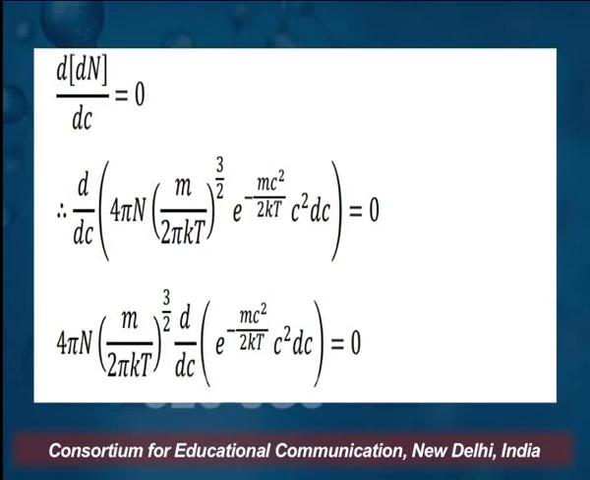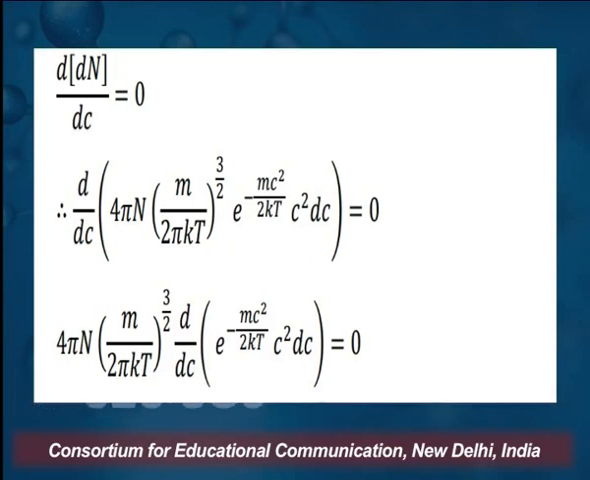So as written, d of dN by dc is equal to 0. dN is given by the Maxwell's law of distribution of speed. So what do we get? d by dc of 4πN (m by 2πkT)^(3/2) e^(-mc²/2kT) c² dc equal to 0. So here we are differentiating with respect to c, that is with respect to the speed or the velocity.